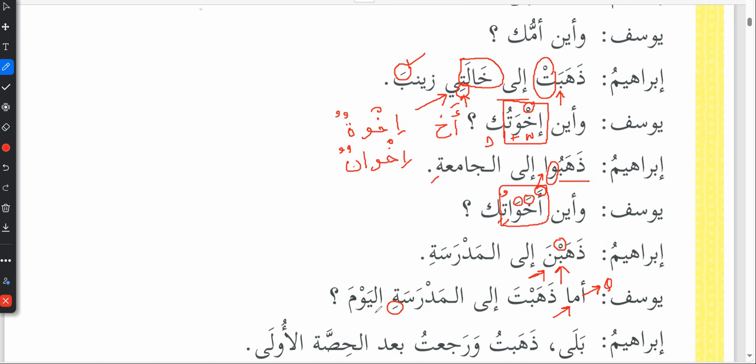أما ذهبت. So now there is a sukoon over the ba, and now the ta, the damir for single male, is used, and this is from the mukhatib. So Yusuf, his maternal uncle, Ibrahim's maternal uncle, is asking Ibrahim that you didn't go to school today. Ama dhahabta, you didn't go to school today. إلى المدرسة اليوم. So the moment you see a fatha over the noun yawm, know that it is coming as a zarf, telling you the time. So al-yawm you cannot say as day, you will say today.